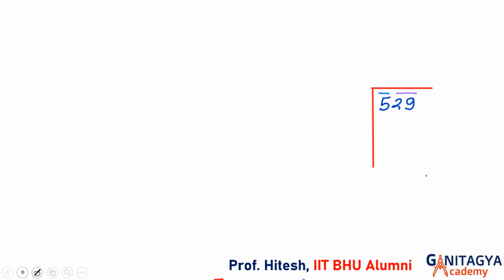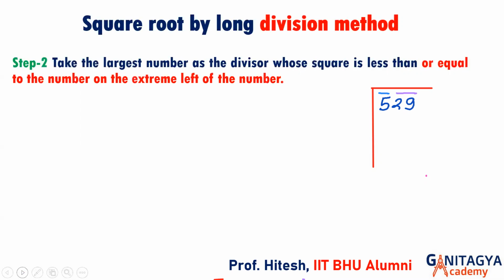So step number 2 is take the largest number as the divisor whose square is less than or equal to the number on the extreme left. Which is the number on the extreme left? This is 5. We have to take the divisor whose square is less than or equal to 5. So 1 into 1, that is 1. 2 into 2, that will be 4. So we will take number 2. Here we will write 2, here we will write 2, and here we will write 2 square, that is 4.